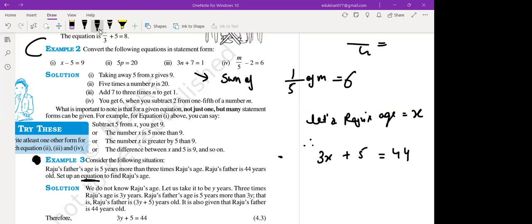Done. Ma'am, we don't need to find the answer, right? No, they have only asked you to set up the equation. Okay.